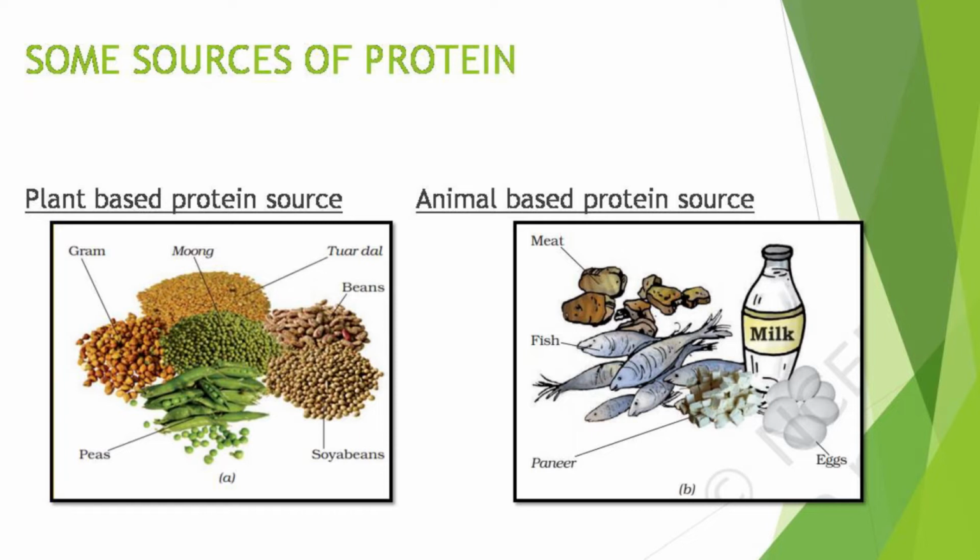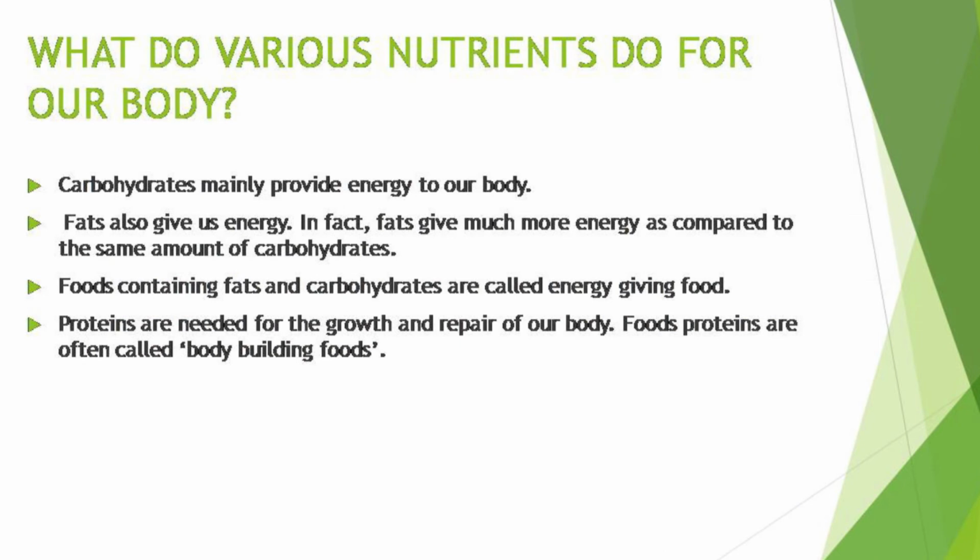Now, what do various nutrients do for our body? Carbohydrates mainly provide energy to our body. Fats also give us energy. In fact, fats give much more energy as compared to the same amount of carbohydrates. Foods containing fats and carbohydrates are also called energy-giving foods.